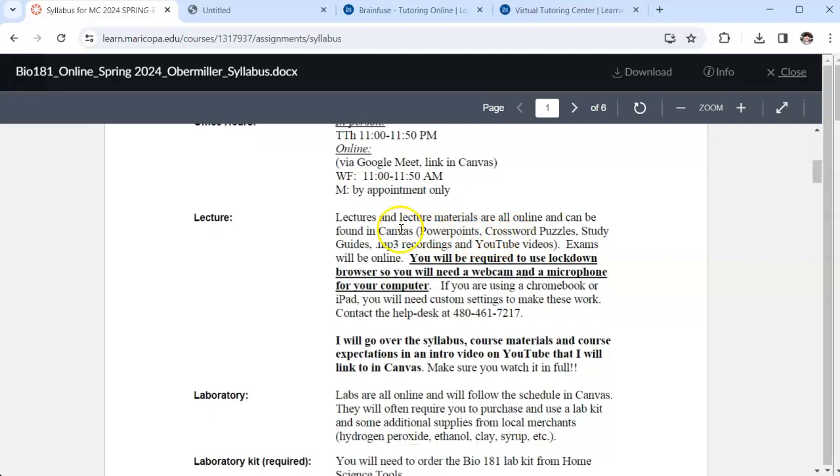So this tells you all the materials are online. We just covered that: PowerPoints, crosswords, study guides. You need to use a lockdown browser. If you have a Chromebook, you have to have it specially configured by the help desk. It will work, but I don't have the tech. I'm a biology instructor, so I don't have the technology to know how to make lockdown browser work on the Chromebook. So you need to call the help desk. Here's their phone number, and they should be able to walk you through it.